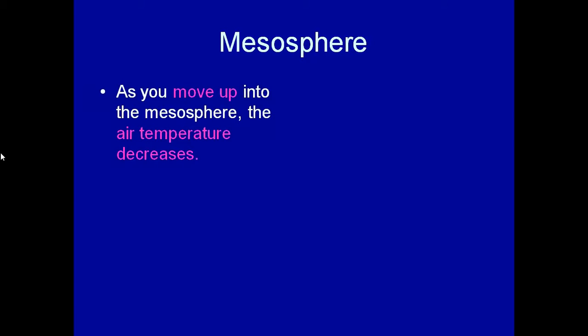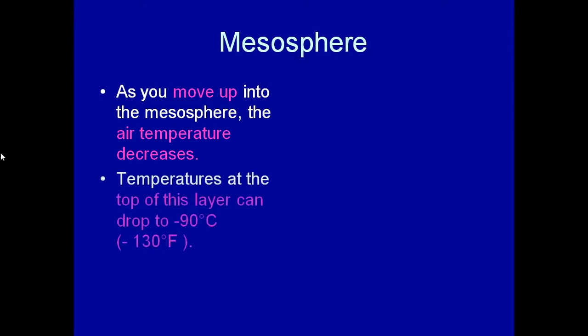Mesosphere. As you move up into the mesosphere, the air temperature decreases. Temperatures at the top of this layer can drop down as low as negative 90 degrees Celsius or negative 130 degrees Fahrenheit.